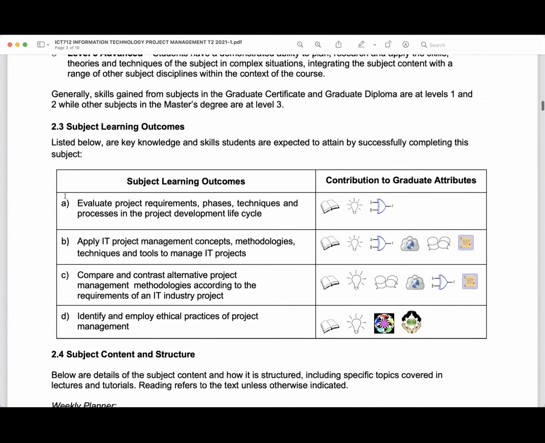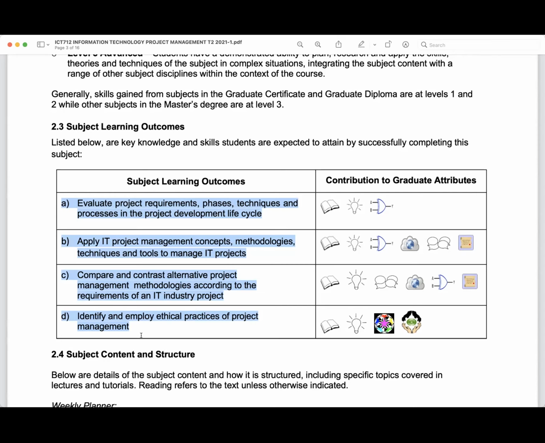This is specifically what I'm going to be teaching you for the learning outcomes, which are the specific learning outcomes that you'll be gaining by completing the subject. Now, these are very, very important. The reason why they're very important is because every assessment that I set for you will be based on ensuring you are demonstrating those learning outcomes.